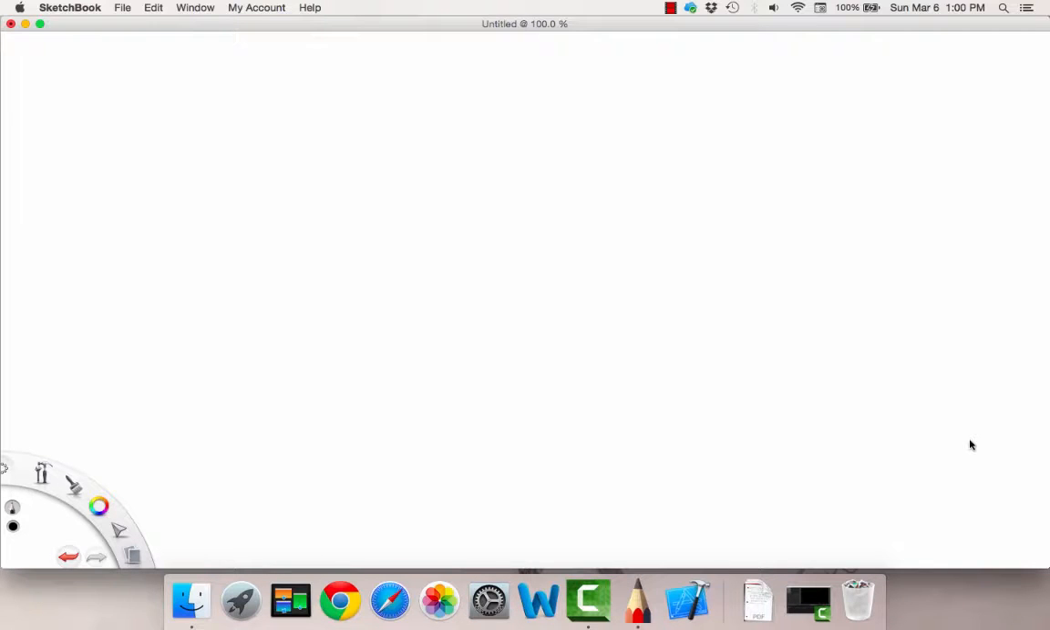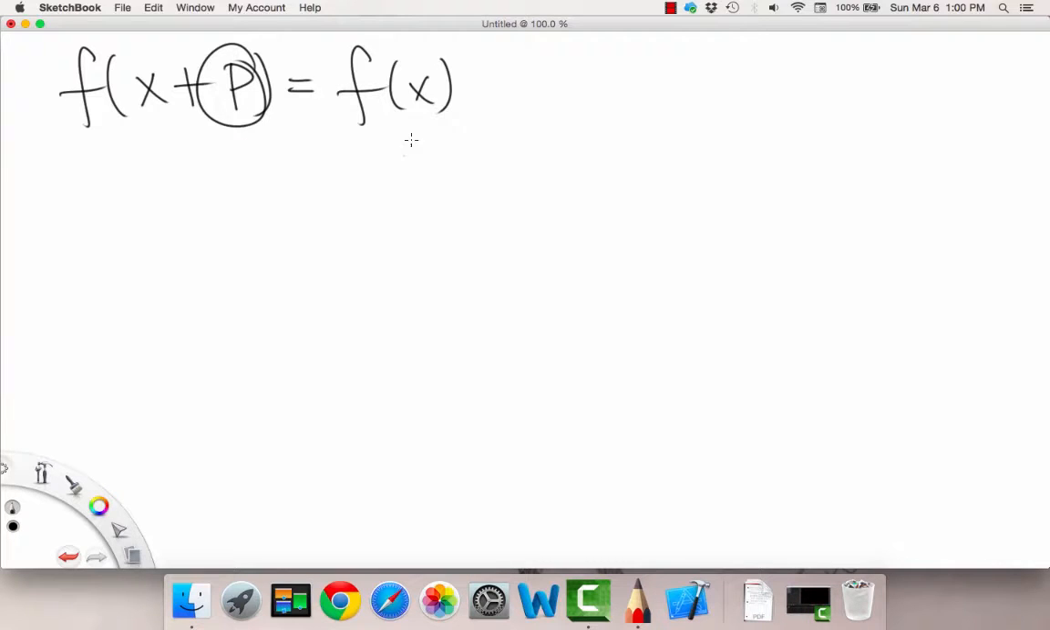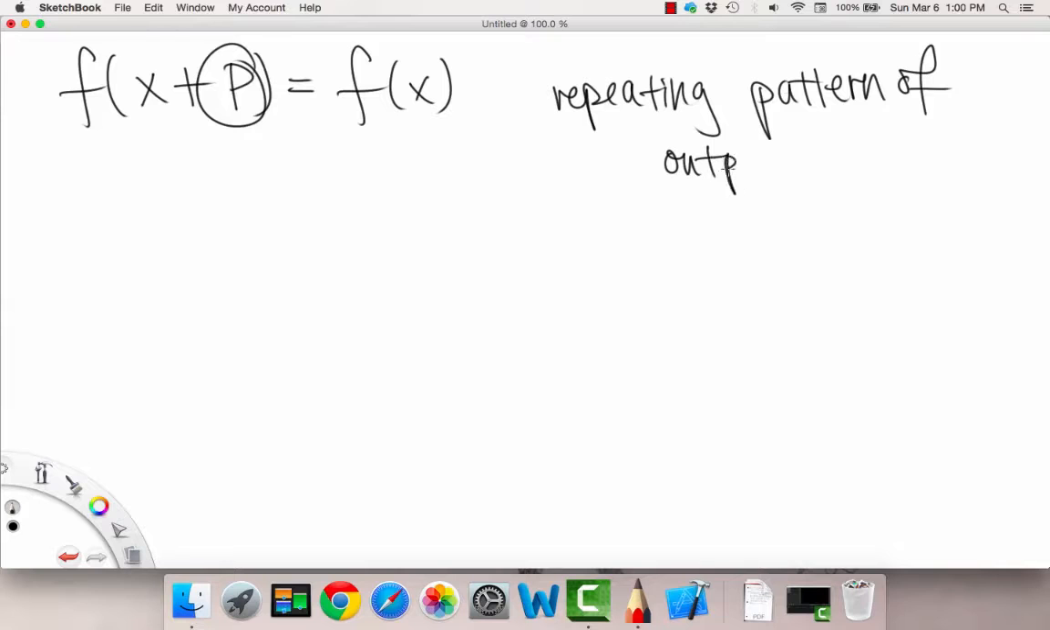Now let's get into more of the details on how we find what a periodic function is and what they even look like. If we write this formula again, we have some function for which you can shift it by a certain amount p, and it looks exactly the same as it did before. What this means is that we're going to have some kind of repeating pattern of function or output values.